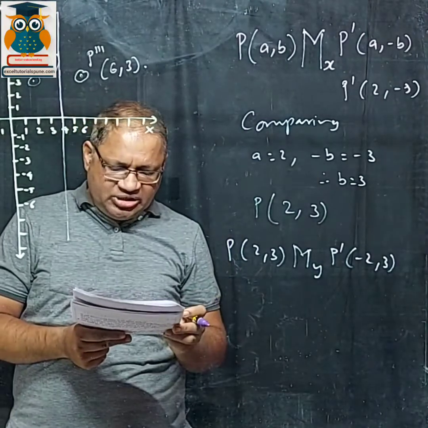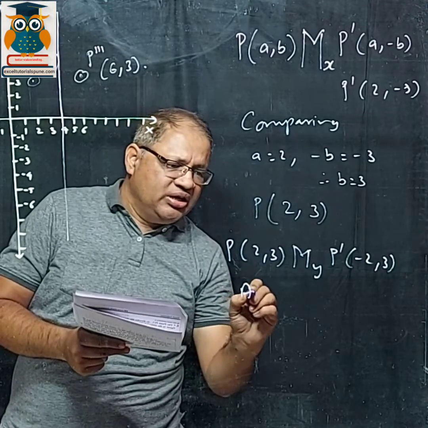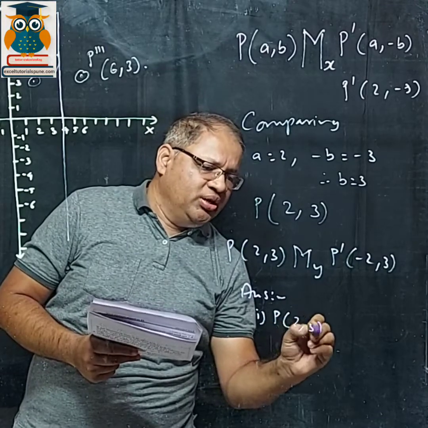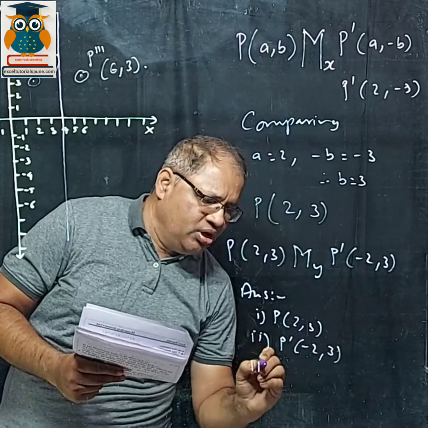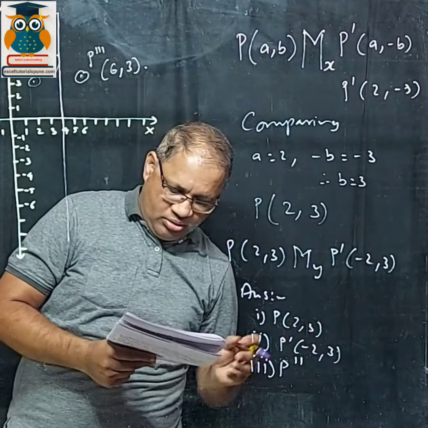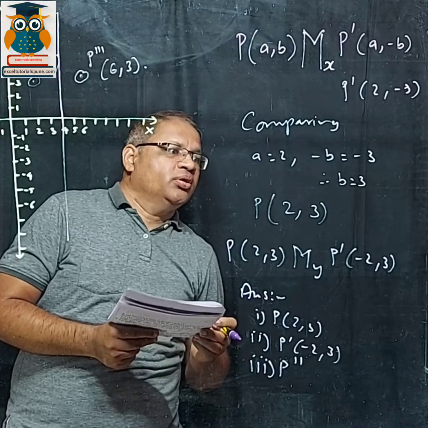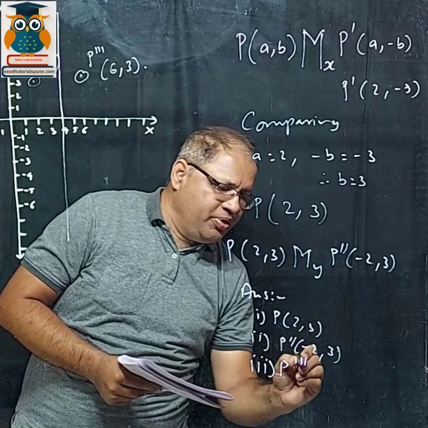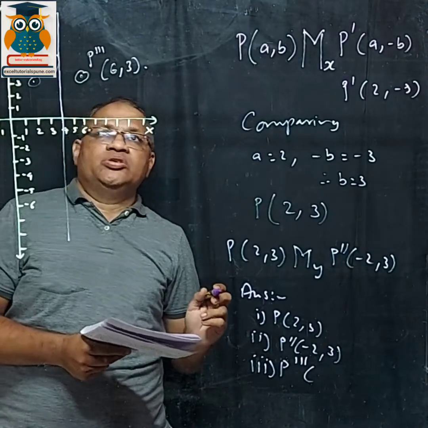So you write the answers properly in steps. First answer is P 2, 3. Second answer is P dash minus 2, 3. Third answer P triple dash. Coordinates of P double dash. This will be P double dash. And P triple dash, the coordinate is 6, 3.